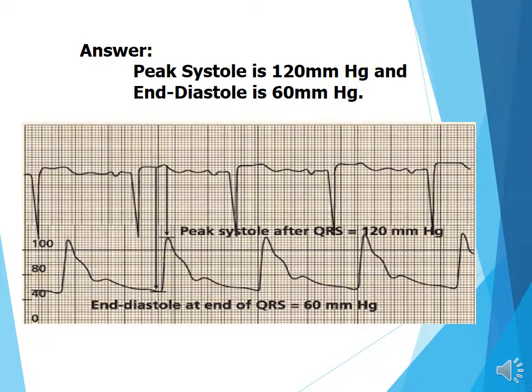Based on that waveform, the peak systole is 120 and the end diastole is 60. So your pressure based on this would be 120 over 60. And you can see the points they're referencing. The 120 was at that high point, and then they did the end diastole at the end of the QRS, which is 60.